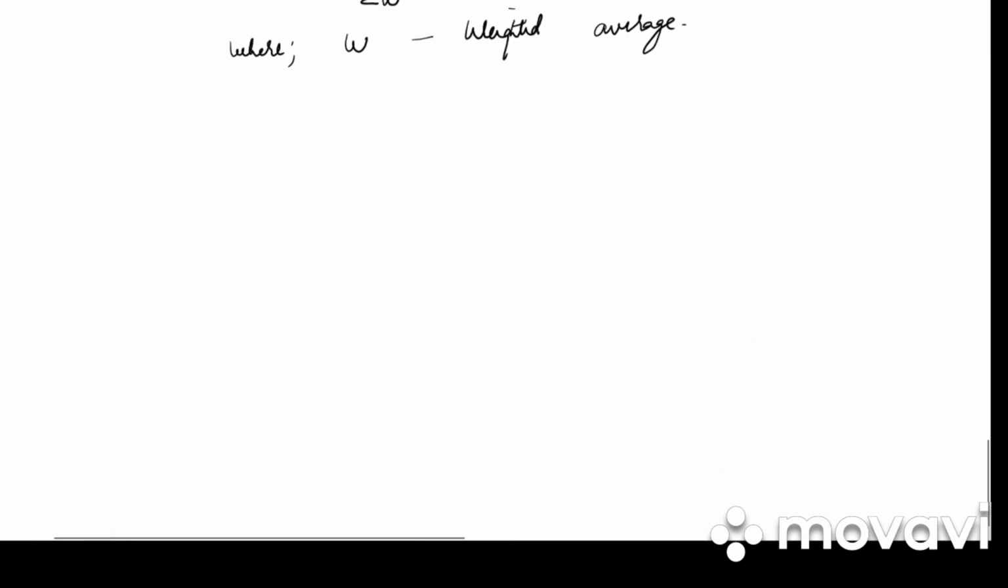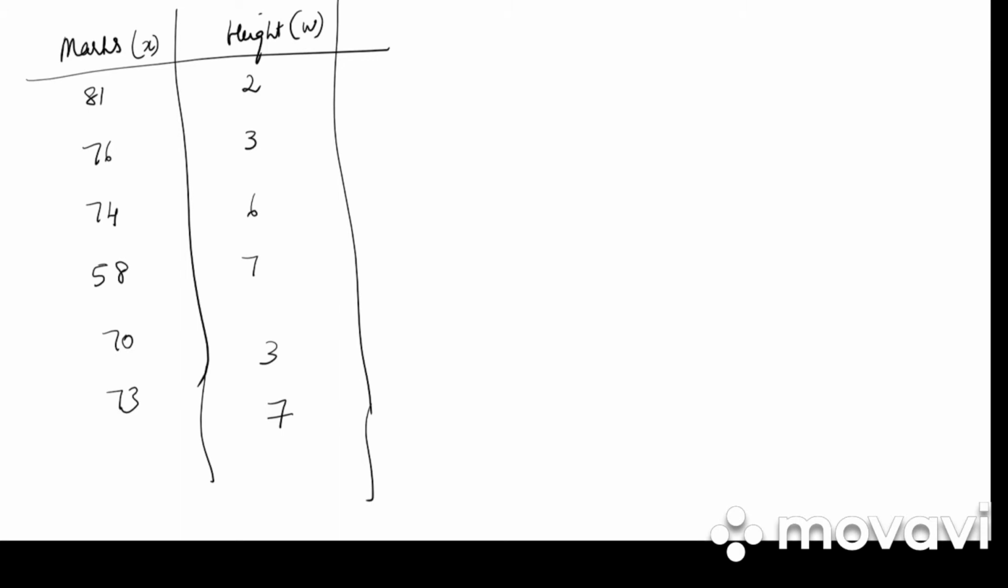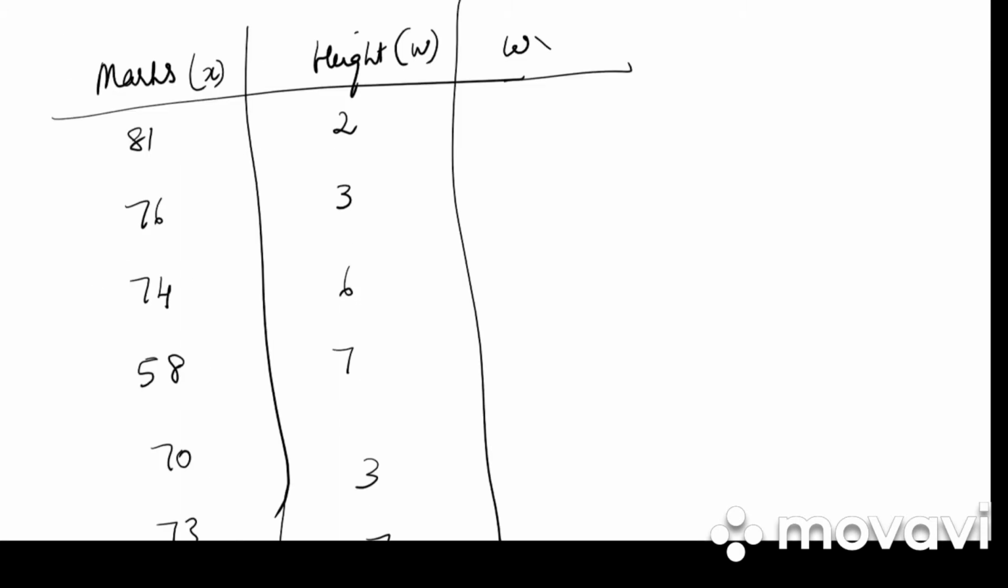Clear? So let us work out an illustration. They have given us marks and height of students. We need to find out the weighted average. So 81, 76, 74, 58, 70, 73. What is the height? 2, 3, 6, 7, 3 and 7. So our marks will be x and height will be w. So what will be the next column? wx, that is w into x.